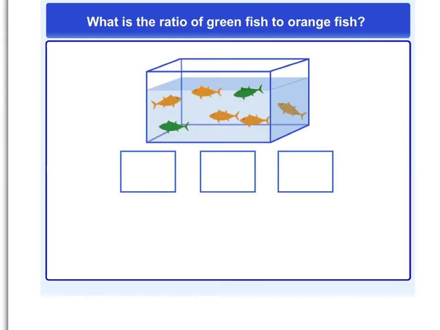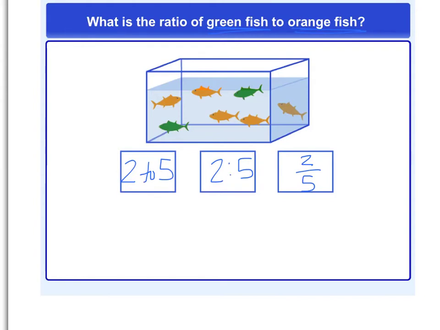So for example, we've got a ratio of green fish to orange fish. With ratios, order matters. So when it says green fish first and orange fish second, the first number should represent the green fish. So the first one would be 2 green fish, and the second one is how many orange fish we have. It looks like 5. That's one way to write it. I could write it with a colon like that, and I could write it as a fraction like that.